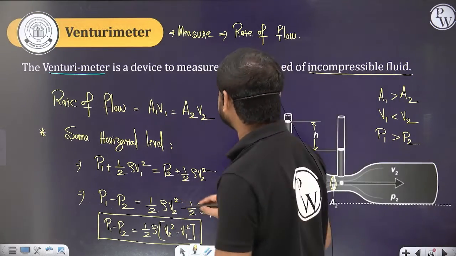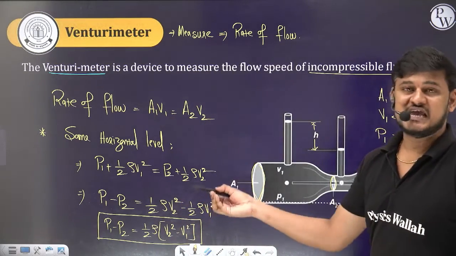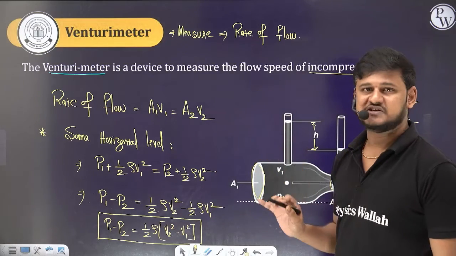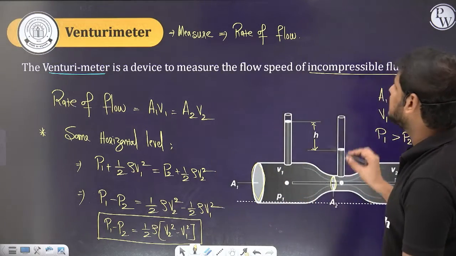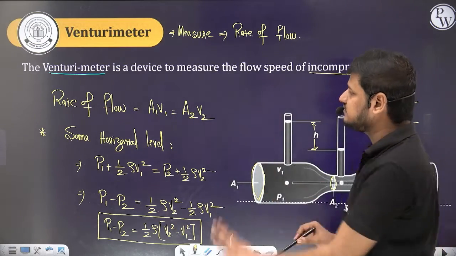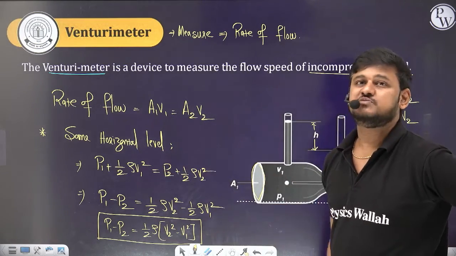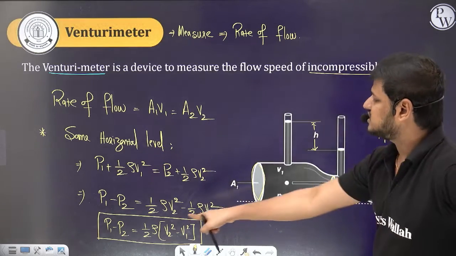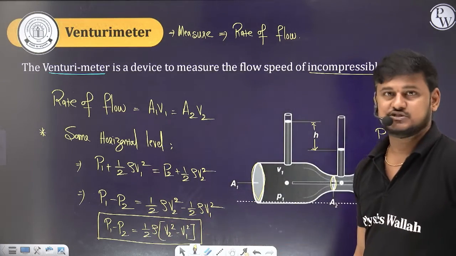So the first result, the equation of continuity is valid. A1 V1 is equal to A2 V2. The equation of continuity is valid because it's an incompressible fluid and the flow is a steady flow. So the equation of continuity is valid, and Bernoulli's principle is also valid, but at the same horizontal level. So we can take the pressure difference this way.